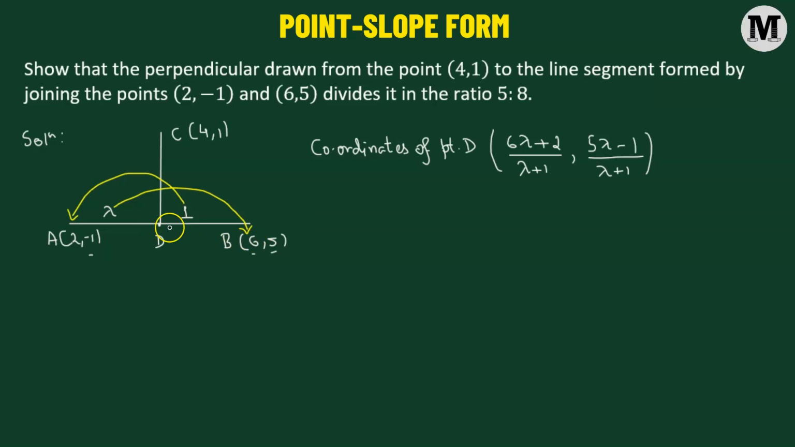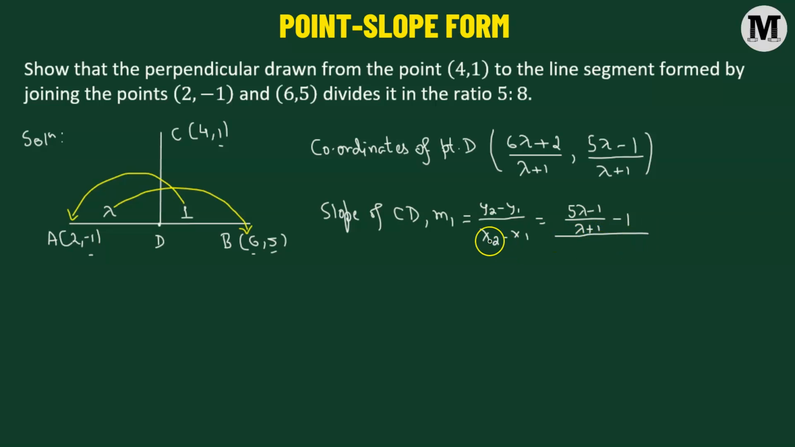Now, the reason why we are obtaining the coordinates of point D is because we will be finding the slope of the line CD. So let's find the slope of line segment CD, and we're going to denote this by the letter M1. The slope of a line is defined as the ratio of the difference of the y coordinates to the difference of the x coordinates. So to begin with, we'll consider the difference of the y coordinates. Here we will take the y coordinate of D, so that's (5 lambda - 1) over (lambda + 1), and from it we're going to subtract the y coordinate of point C, which is 1. So we have -1 here.